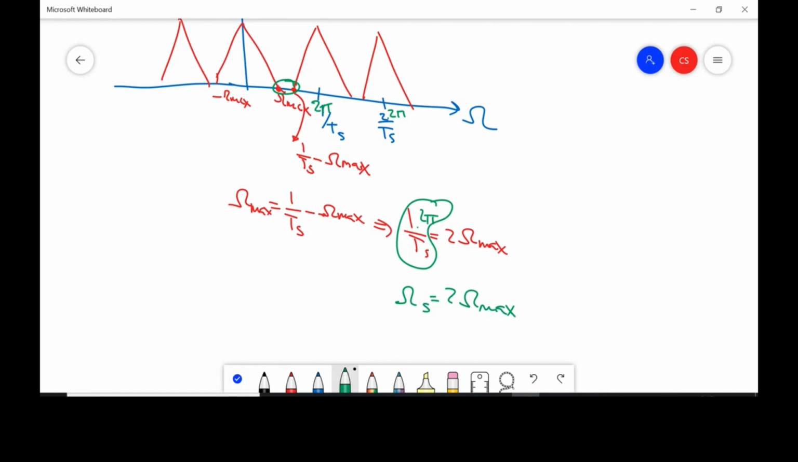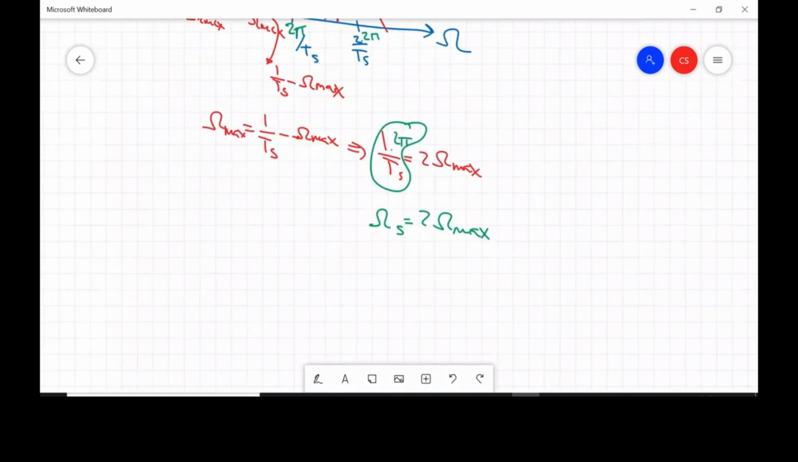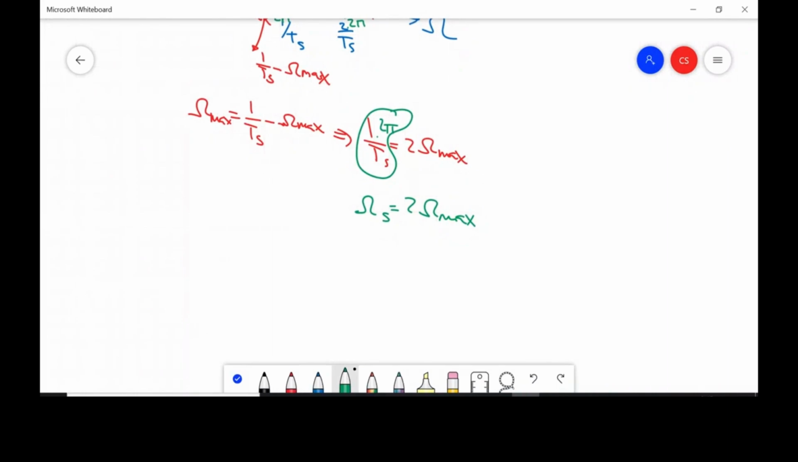And what happens if omega s is larger than 2 omega maximum? Okay, so let's draw the spectra at this point. The spectra was red, blue axis, and red coordinates. So at this point, this is what we have. What happens if the sampling frequency is larger than twice the omega maximum?